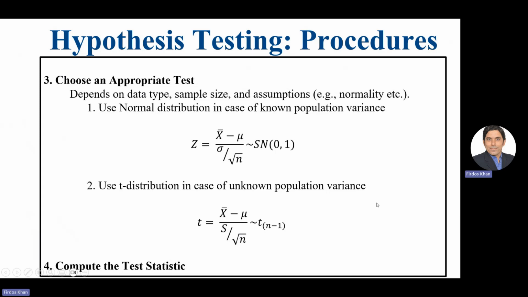Now compute the test statistic. Once you decide, and that again depends on the problem statement, whether the sample size is large, the data is normally distributed, and the population variance is known, then you can use z and calculate this test statistic in the fourth step. And if all these are satisfied but the population variance is unknown, then you can use the t test in the fourth step.